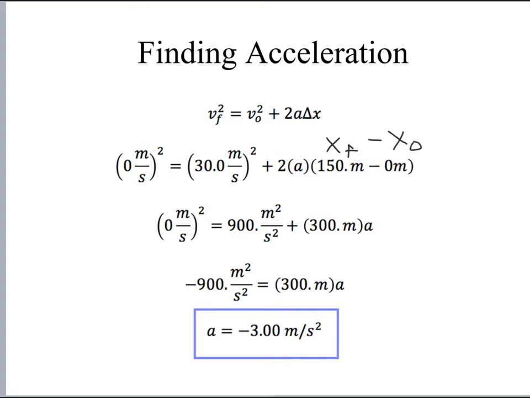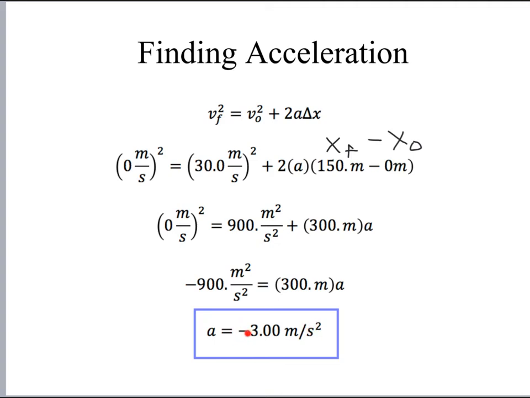That's, of course, our delta x, which is the final position minus the initial position. So what we end up with is that 0 equals 900 meters squared per second squared plus 300 times the acceleration. I move everything over algebraically and I solve for a, and I get that a is equal to minus 3.00 meters per second squared.